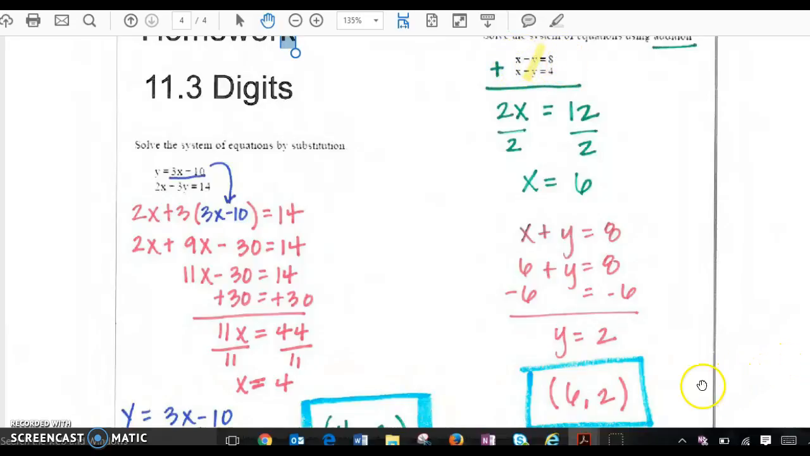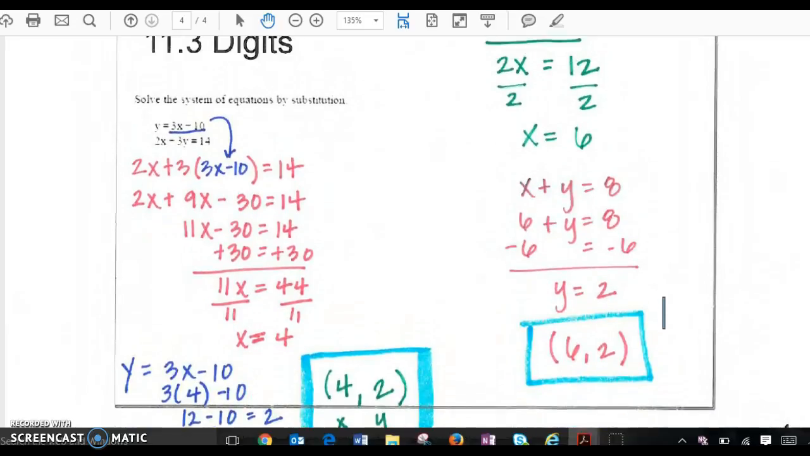I hope that you have a good rest of the hour. Make sure that you get 11.3 digits done. And then if that is finished and you have extra time, highly recommend going back to make sure that 11.1 and 11.2 are finished as well.